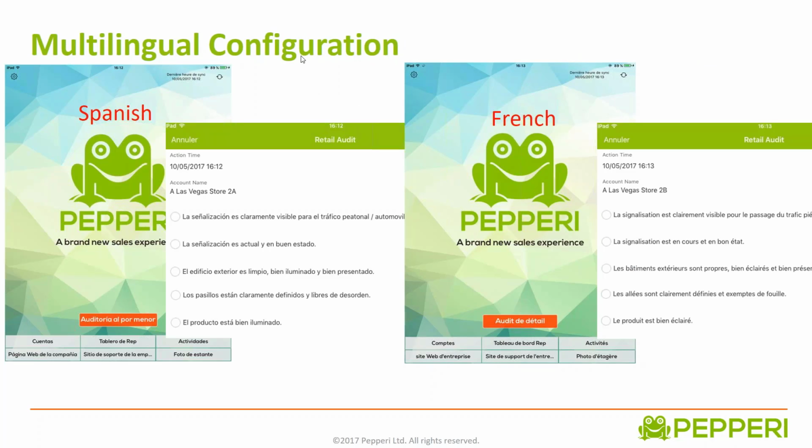Now let's talk about the multilingual configuration. As you can see, the multilingual configuration allows you to translate the headings of the fields in the app. Like I mentioned, and I really wanted to emphasize, this is irrespective of the language of the device, it's irrespective of the language of the Pepperi app. So it's triggered by the language that's selected on the device.